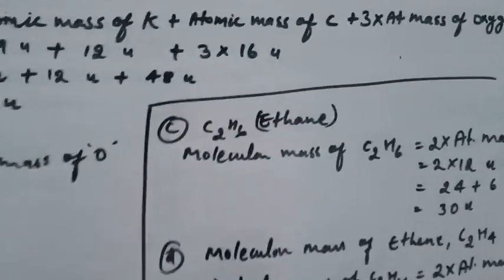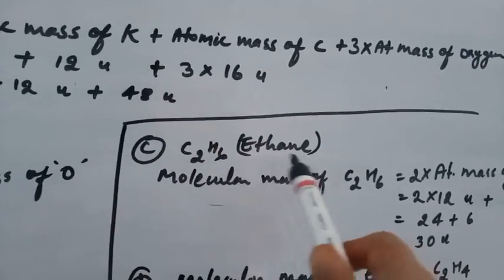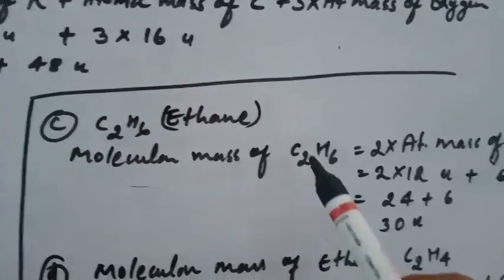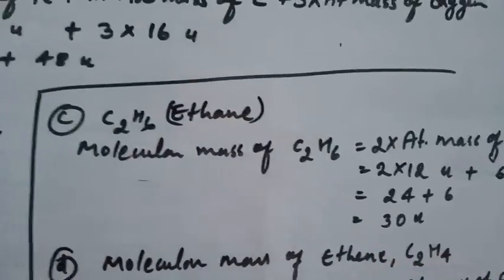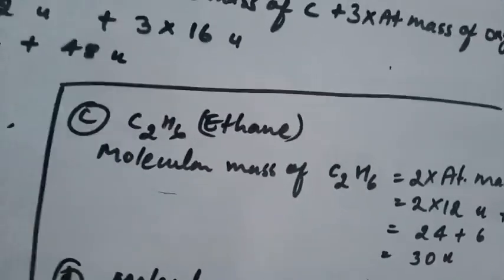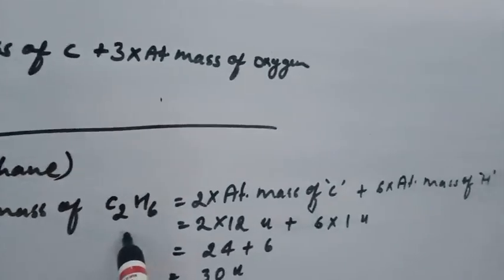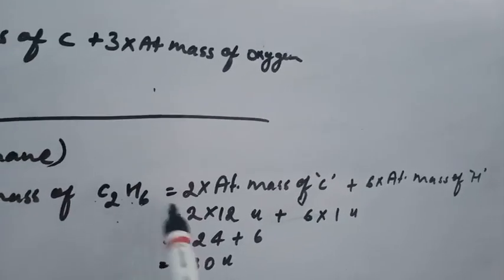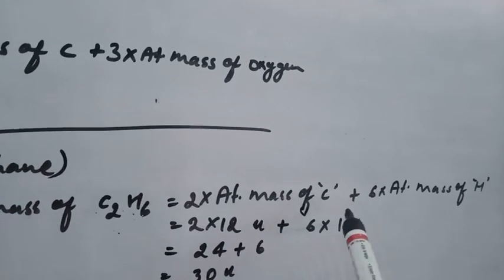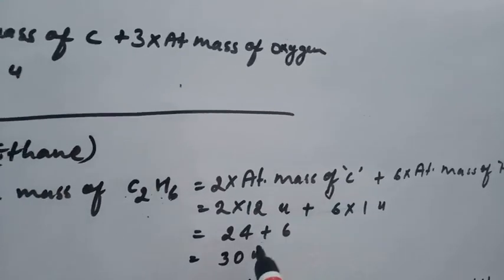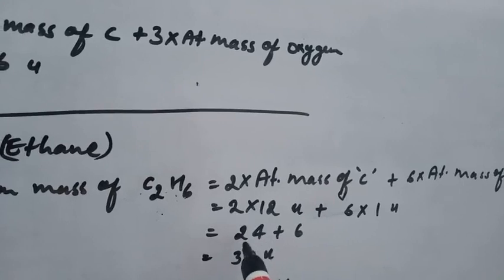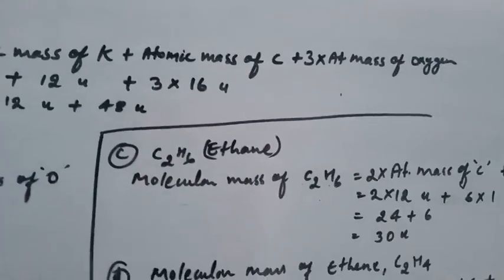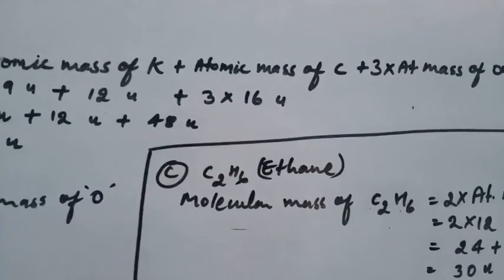So the molecular mass of carbon dioxide is 44U. Third was the molecular mass of ethane. The formula of ethane is C2H6. How will we find out? Molecular mass of ethane is equal to 2 into atomic mass of carbon plus 6 into atomic mass of hydrogen. We'll get 2 into 12U plus 6 into 1U. So overall we are getting 24 plus 6, so 30U. So the molecular mass of ethane, that is C2H6, we got is 30U.